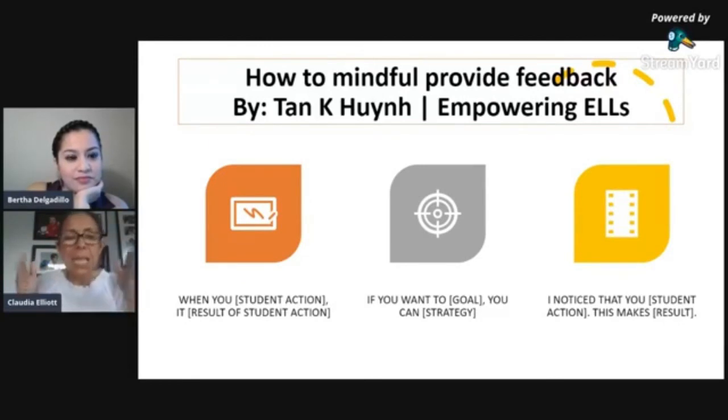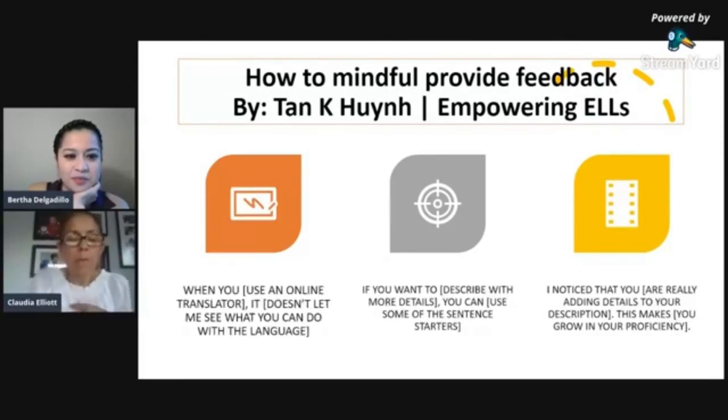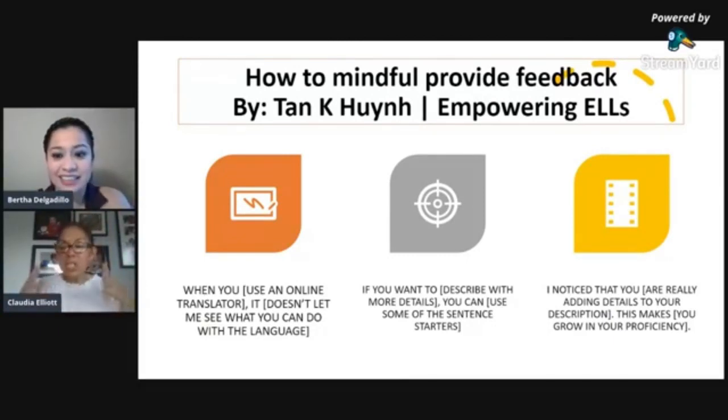These are sentence frames. I love it. I feel like, yeah, I need this. And these are some examples that we put together for you. Like, when you use an online translator, it doesn't let me see what you can do with the language. Isn't that so much better? Like, you know, you are a liar. You're lazy. It just really helps to have this positive conversation.